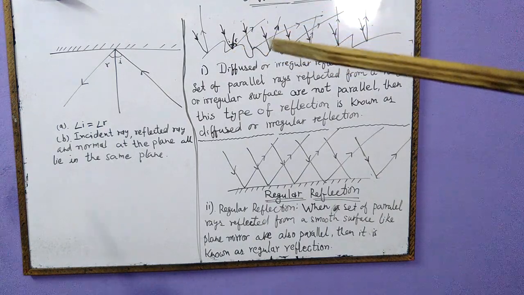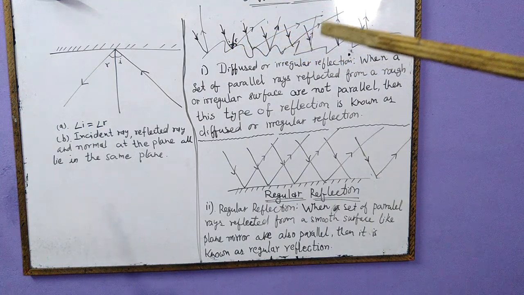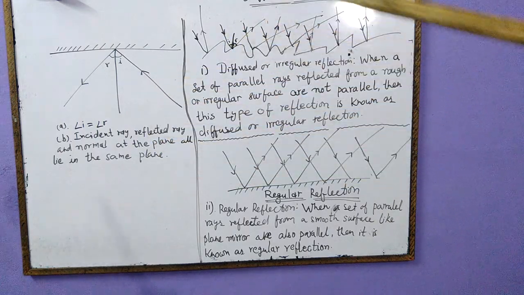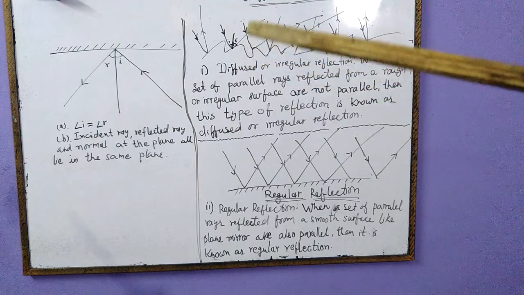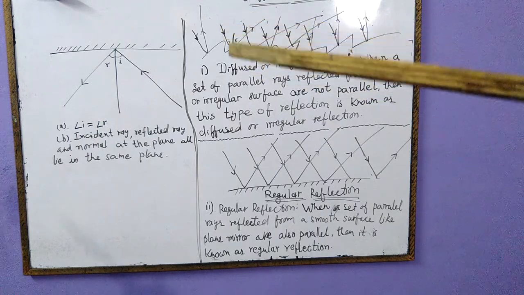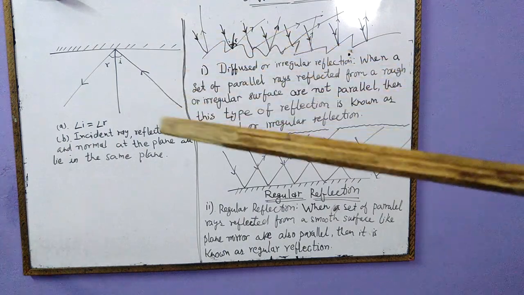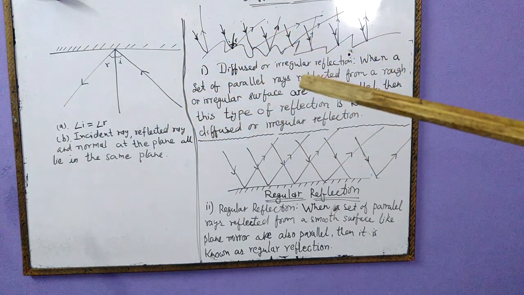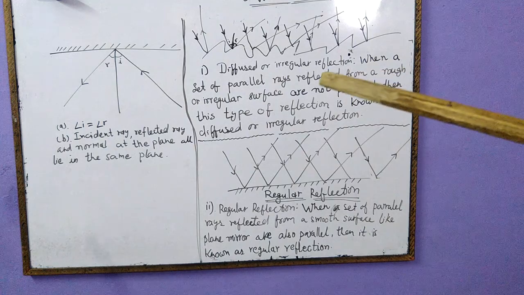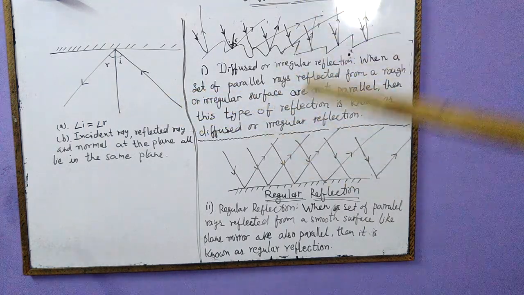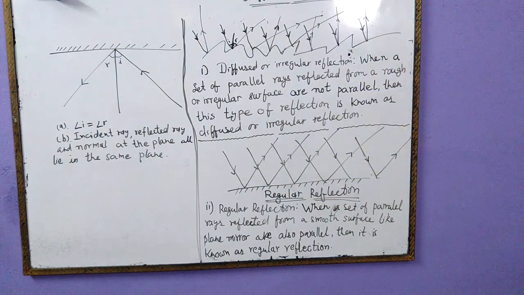So you can see that all these are also following laws of reflection. All are on the same plane, and these are also making an equal angle with the normal while reflecting. So we must say that diffused or irregular reflection is not a violation of laws of reflection. This is also following the law of reflection.